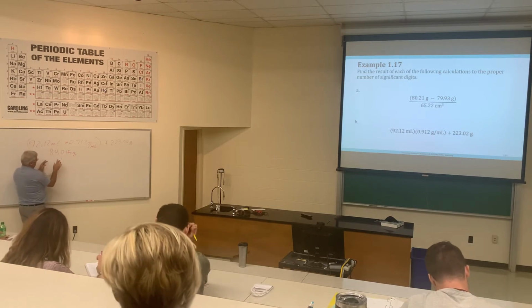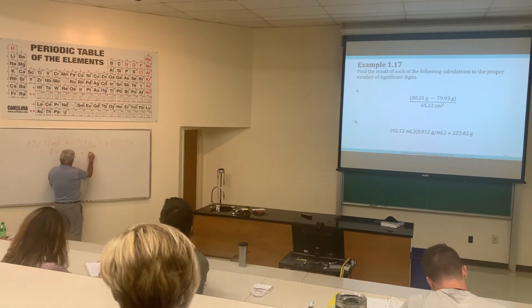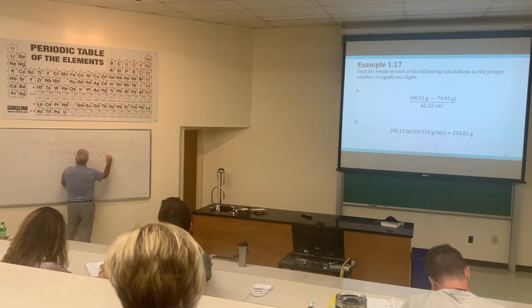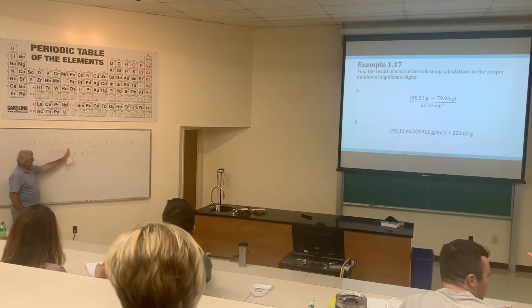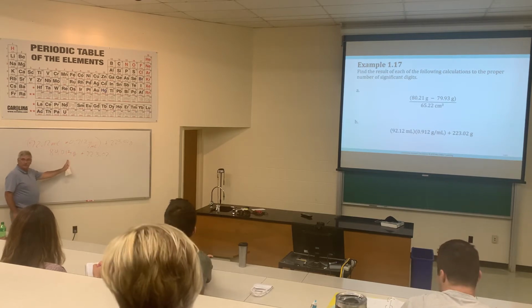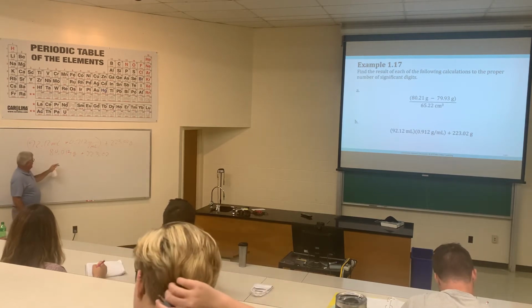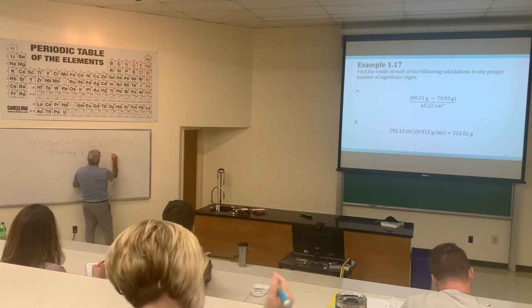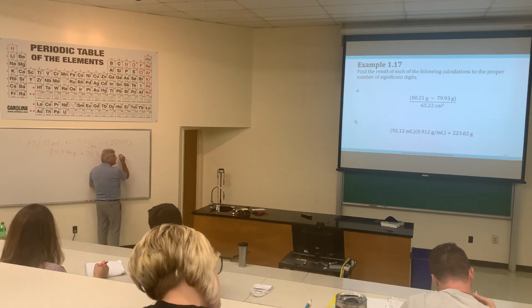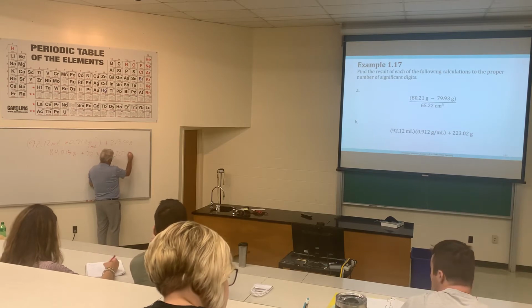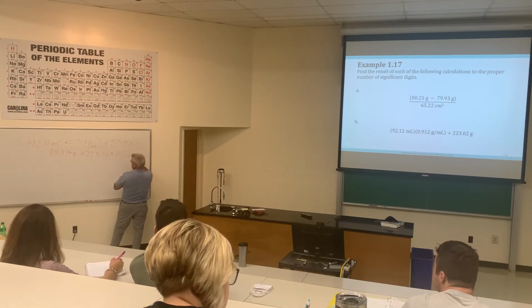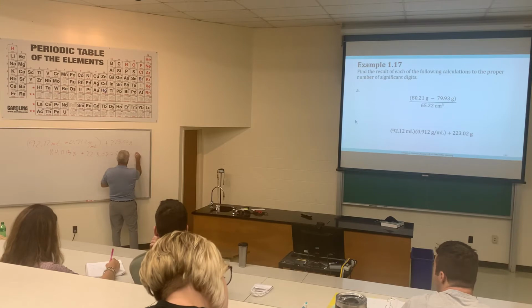Now, the way we have this set up, plus 223.02, where we're going to truncate it is right there. Do you guys see that? Okay. So, anyway, what's the answer to that? 0.03, and that is grams.